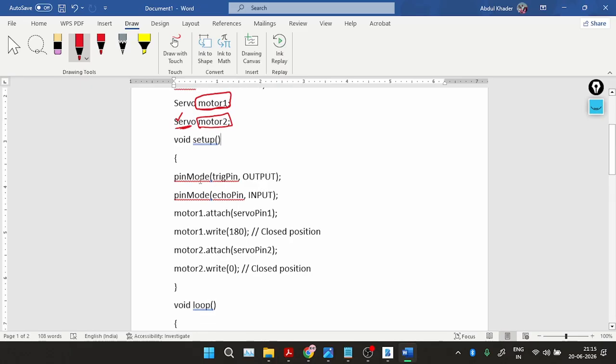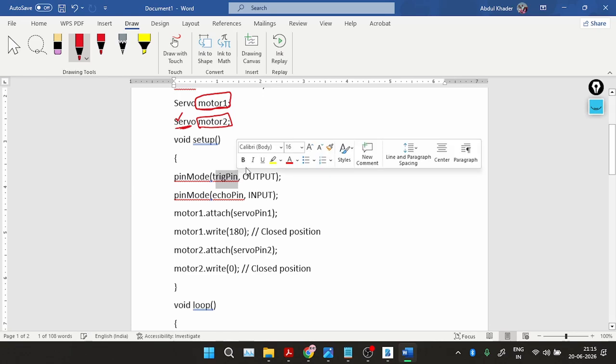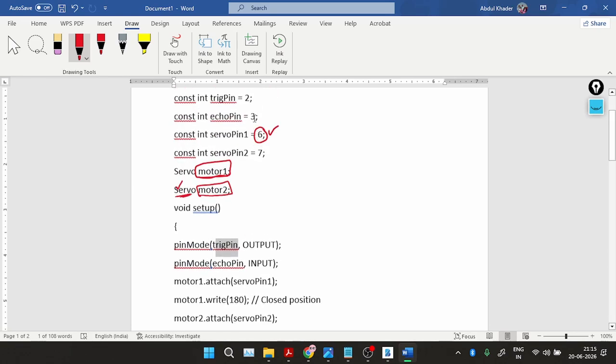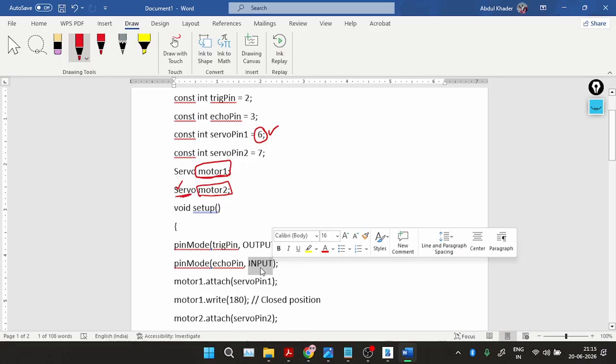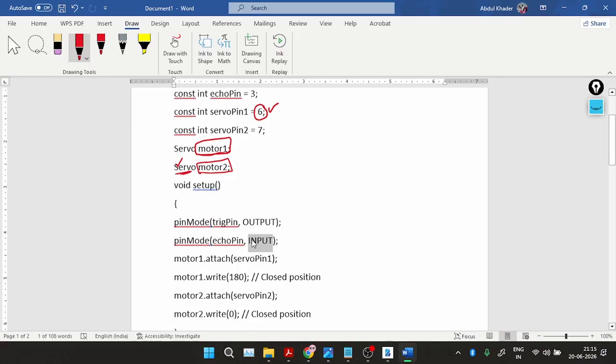Then when you go to the setup side, you have pinMode, trigger pin. Definitely the trigger pin is an output, that is, the signal is going outside the Arduino board. That's why the trigger pin, that means pin number 2, is initialized as an output pin. Whereas the echo pin receives the signal from the ultrasonic sensor into the Arduino board. That's why it is defined as input.